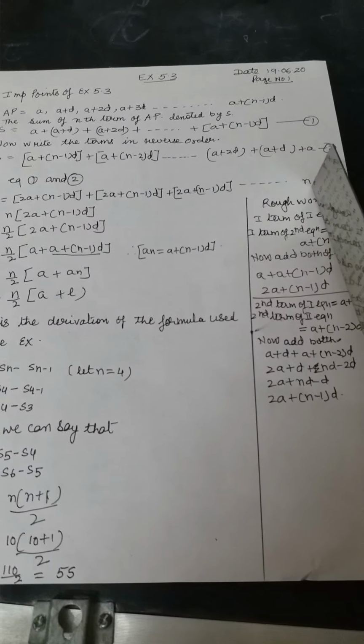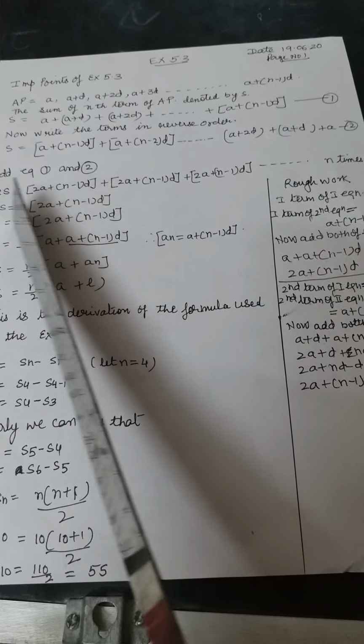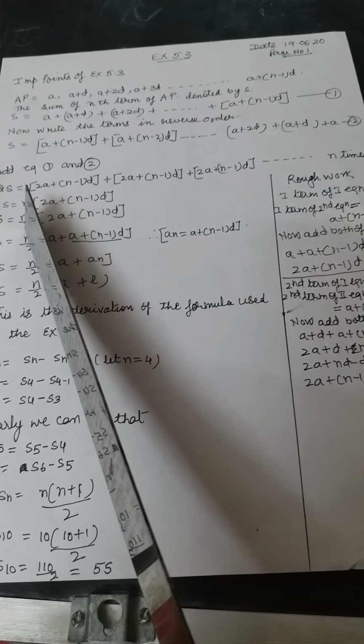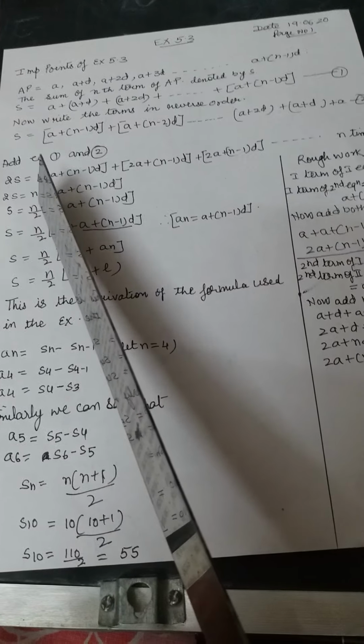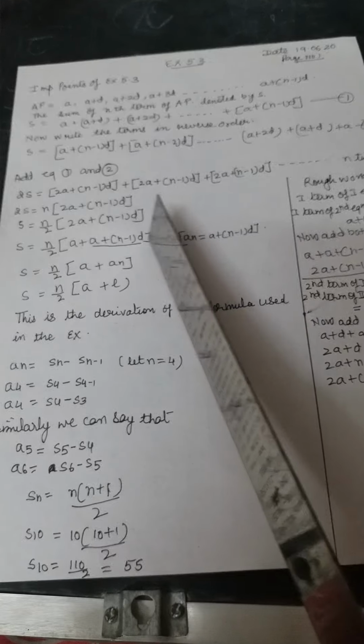So 2S_n is equal to, when these terms are coming the same, we can multiply this by n. Then 2a plus (n minus 1) into d is multiplied by n times, meaning this term is going to come n times. So 2S will be equal to n times (2a plus (n minus 1) into d). This 2 will come in the denominator, then it will be n by 2 into (2a plus (n minus 1) into d).